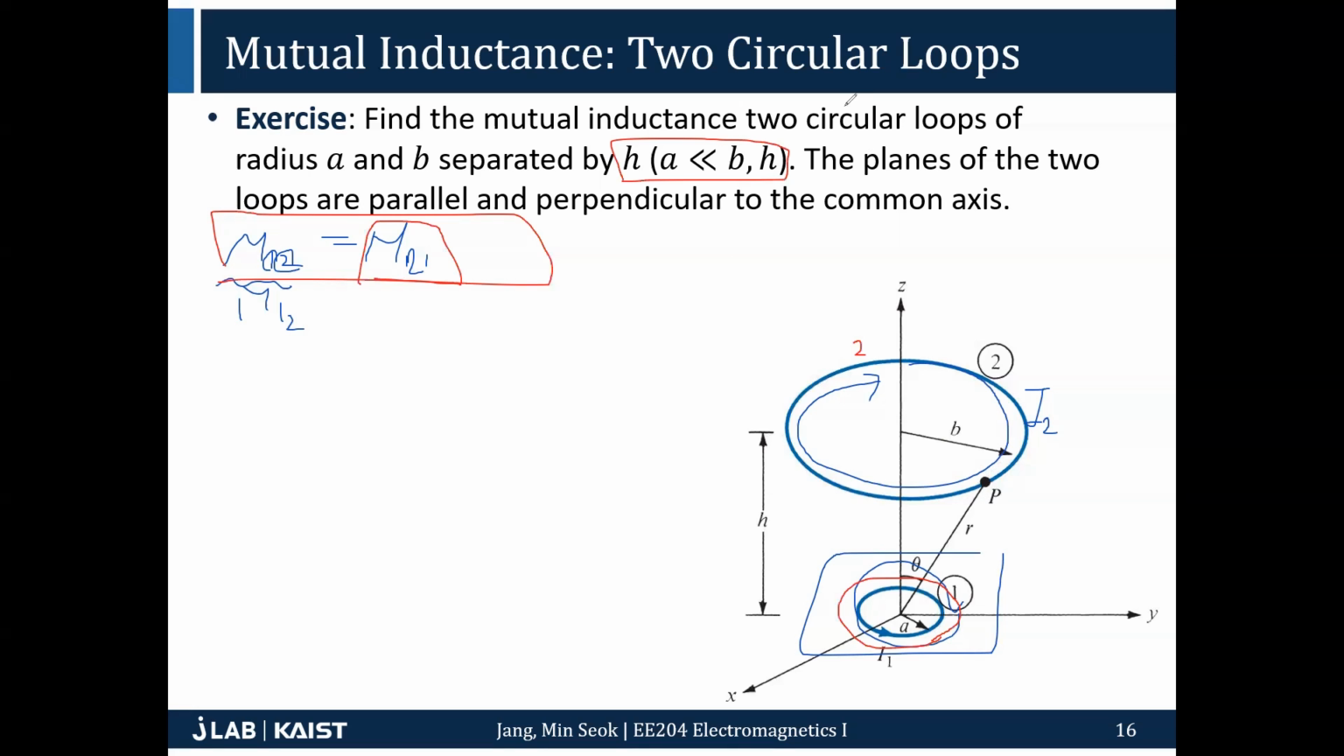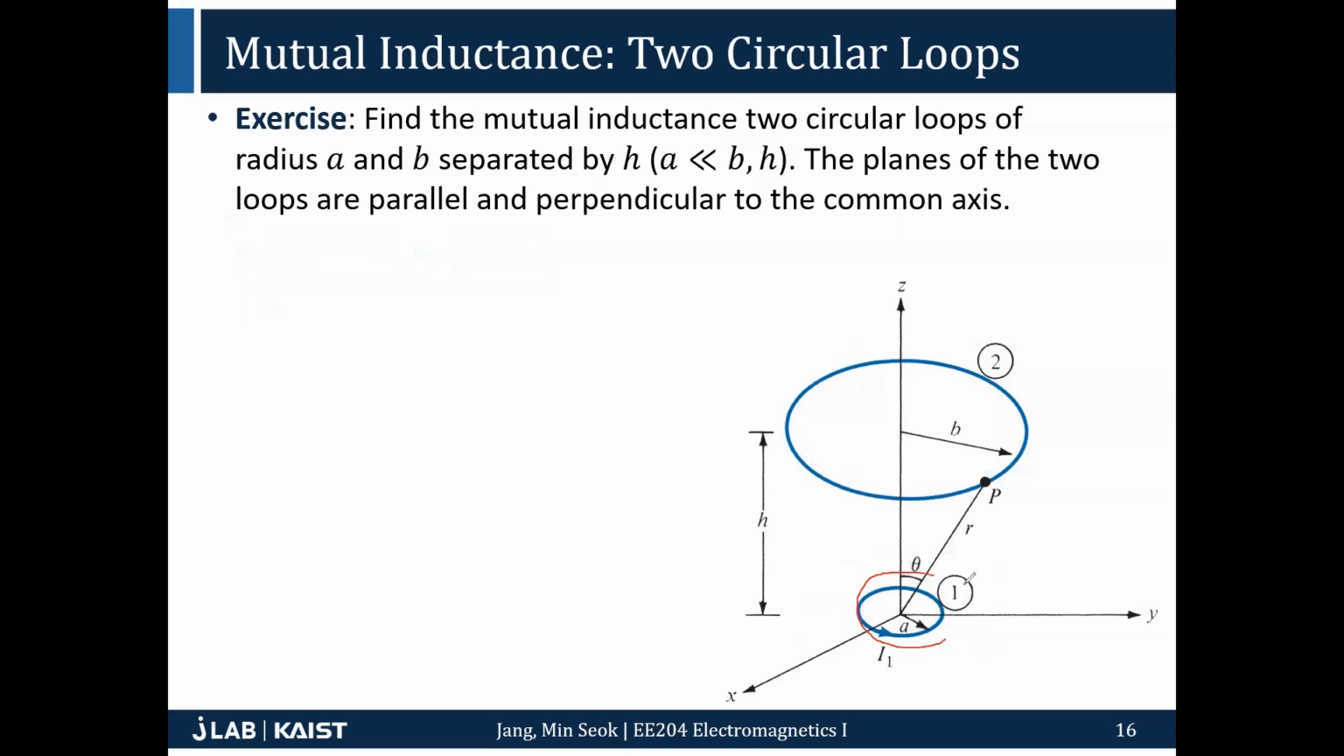Because for M12, all you need to do is evaluate the magnetic flux through loop 1. And the loop 1 area is tiny. So what we can do here is a very convenient thing. When we evaluate psi 1 due to current 2, we can just evaluate the magnetic field at the origin. Let's call that B0 at the origin, and then take the dot product and multiply by the area, pi a squared.